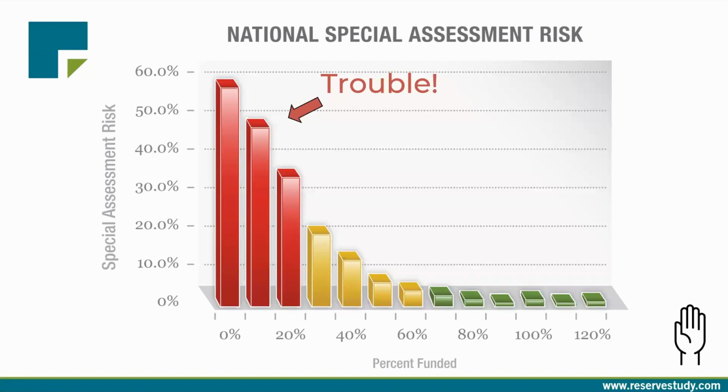This chart shows you why percent funded matters. This chart shows that you can predict most special assessments. You can see them coming in years in advance when you look at percent funded. See how common special assessments are in the red columns on the left side of the chart? When the association is in the 0 to 30% funded range, but special assessments are infrequent in most of the yellow zone and even rare in the green zone. It's pretty powerful information. This is great information for your board to know.